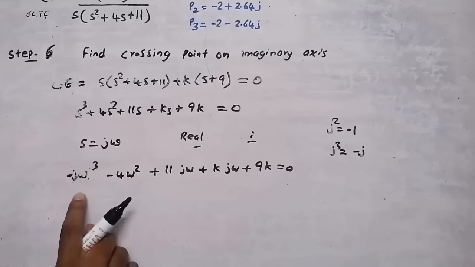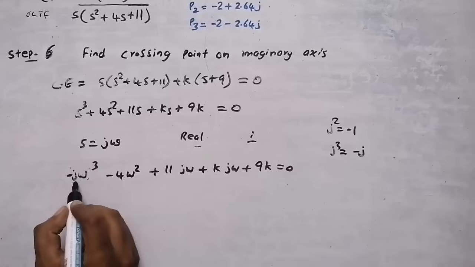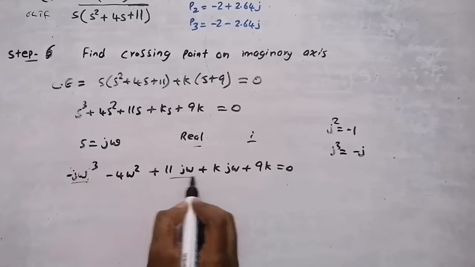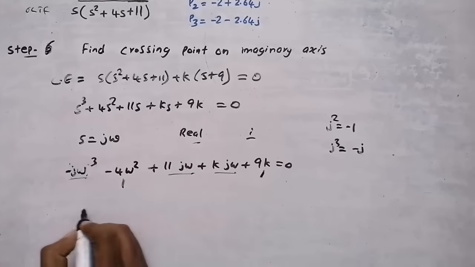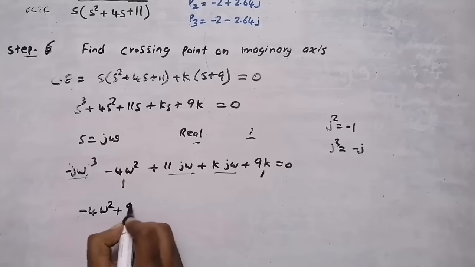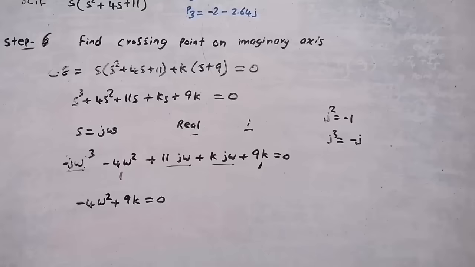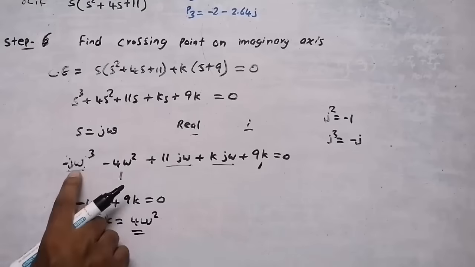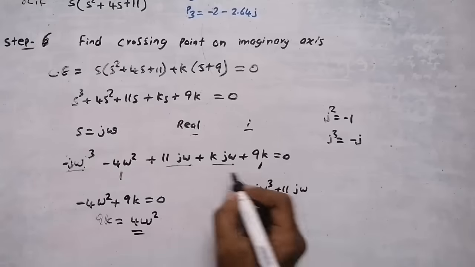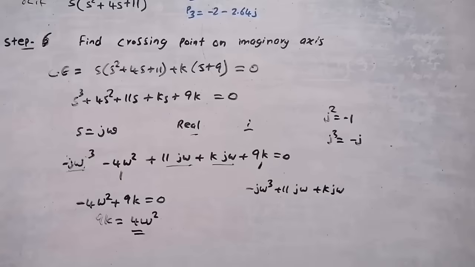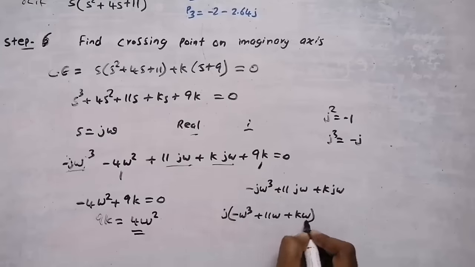Now we need to equate the real part and imaginary part. Wherever there is j, it is the imaginary part. So this one and this one are the imaginary part. The real part is where there is no j. So the real part is minus 4 omega square plus 9k equal to 0. From this we get 9k equal to 4 omega square. Now when we equate the imaginary part, that is minus j omega cube plus 11 j omega plus k j omega, j is common. J means the imaginary part. Take that j outside. Then it will be minus omega cube plus 11 omega plus k omega equal to 0.